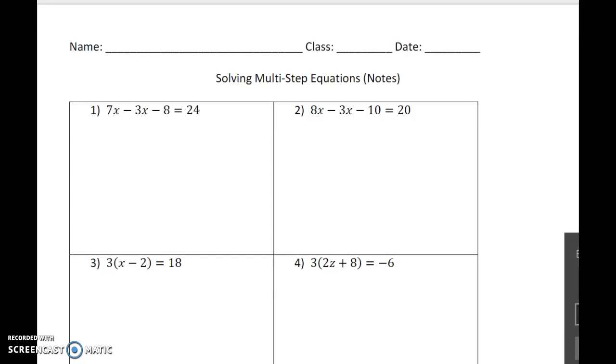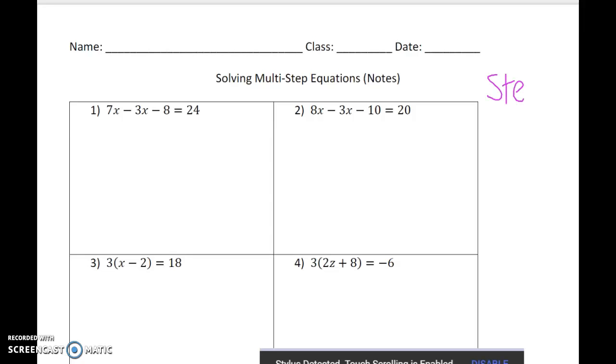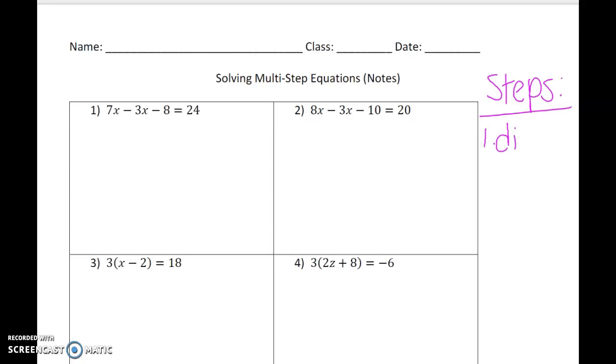I just want to make a quick video going over today's lesson, which is solving multi-step equations. And this is going to be day one of a couple lessons for multi-step equations. So when I'm solving a multi-step equation, my steps are as follows. My first step, I want to distribute. If there's any distribution that I got to do, I want to do that first.